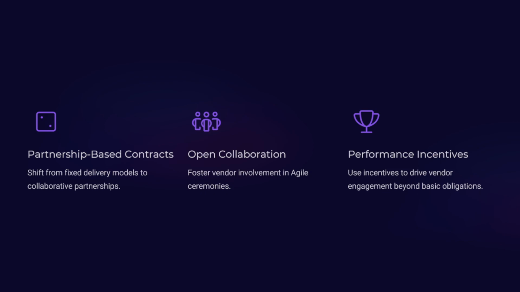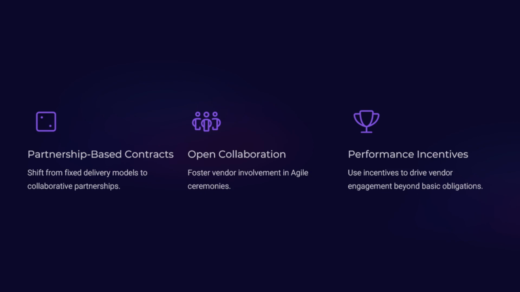But how do you ensure vendor collaboration in agile contracts? In agile projects, the vendors should be active partners rather than just external service providers. By involving them in daily stand-up meetings, sprint reviews, sprint retrospectives, and backlog refinement sessions, the client ensures alignment, along with having a performance-based contract to motivate the vendors to contribute beyond basic contract obligations.